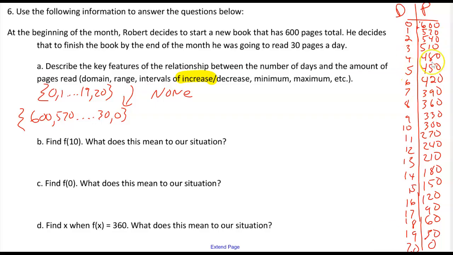Alright, now we're going to find the interval of increase. Well, this is going down. The pages that need to be read is going down. So there's no interval of increase. Interval of decrease. Okay. It's going to go down since the beginning all the way to the end. So from 0 to 20. Minimum. The minimum is the lowest y value, which is 0. So at (20, 0), that's the minimum. Maximum, the highest y value, that's going to be (0, 600).